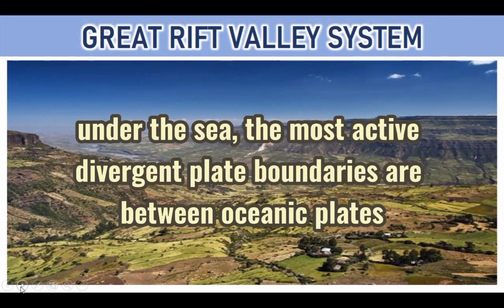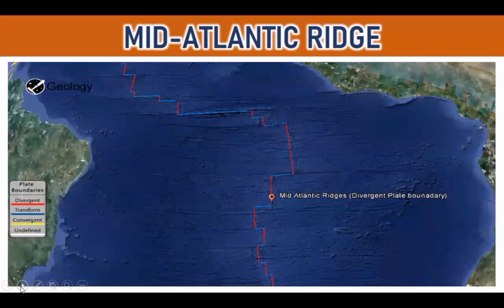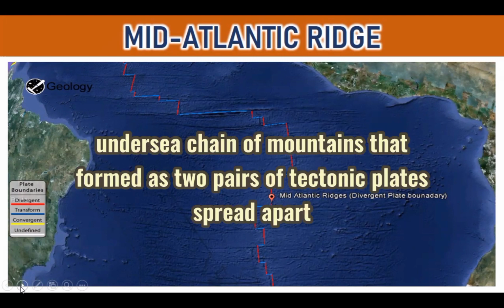Under the sea, the most active divergent plate boundaries are between oceanic plates and are often called the mid-ocean ridges. One of the examples of a ridge is the Mid-Atlantic Ridge, an undersea chain of mountains that form as two pairs of tectonic plates are spread apart.